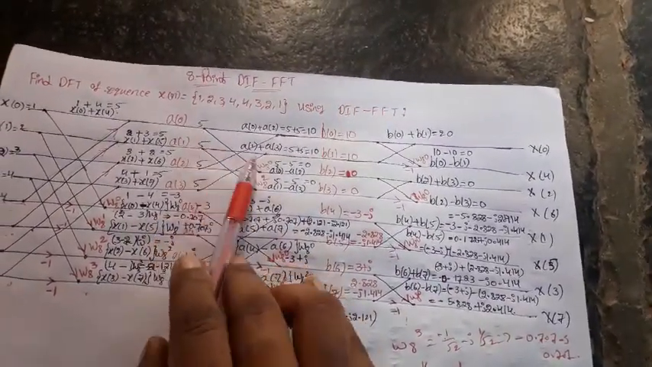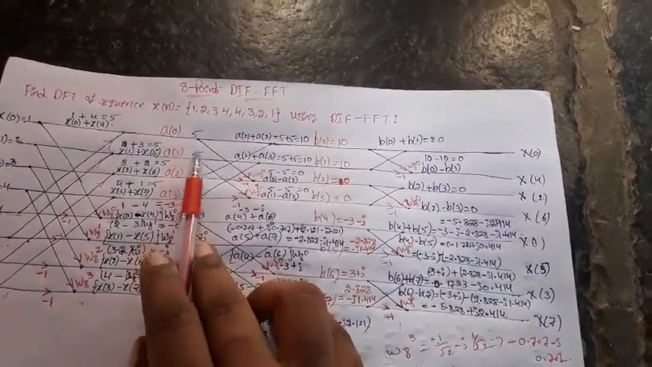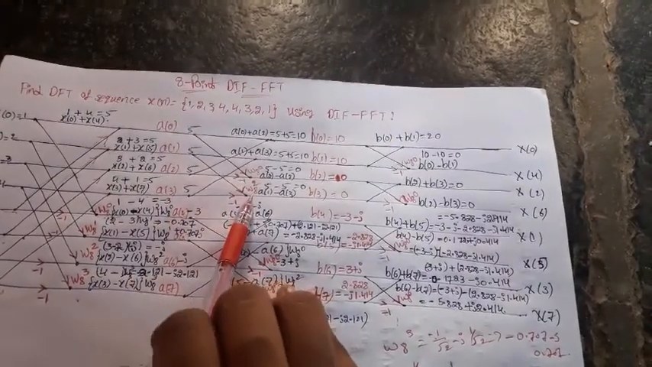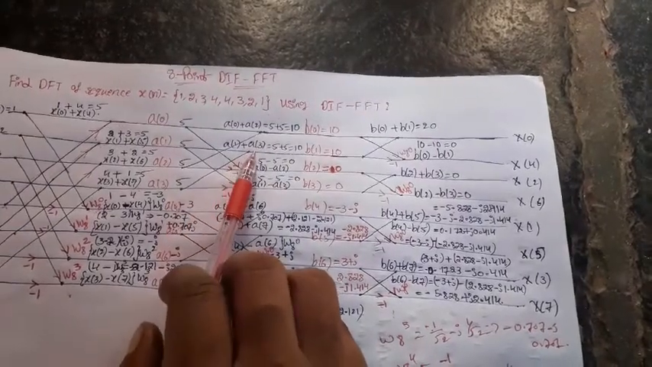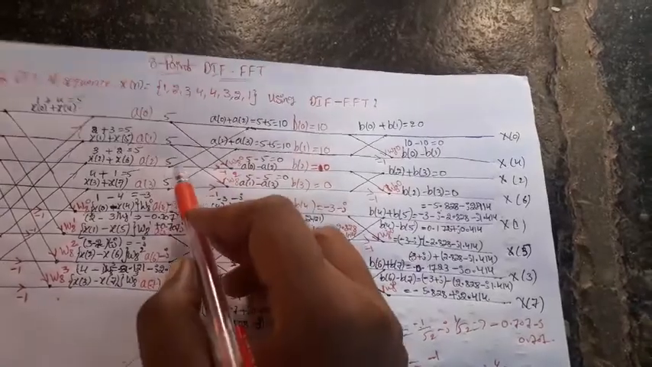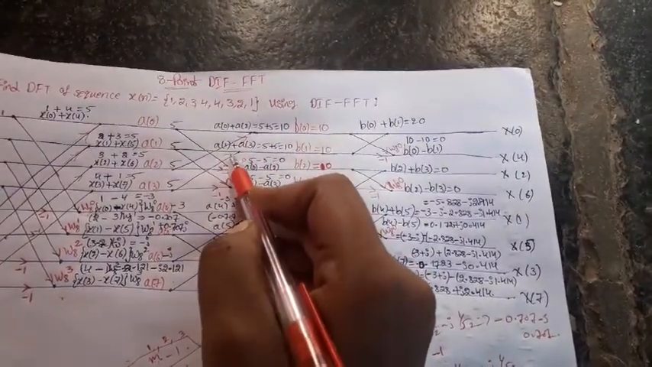The first one is connected to the second one, first one is connected to the third one, and second one is connected to the fourth one, and here third one is connected to the first one, and fourth one is connected to the first one. Okay, like that this also. So here the butterflies flow in this direction.